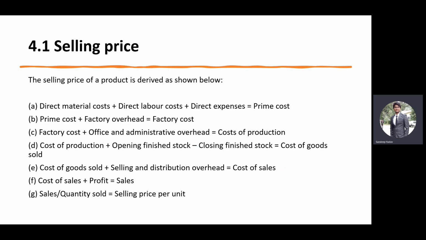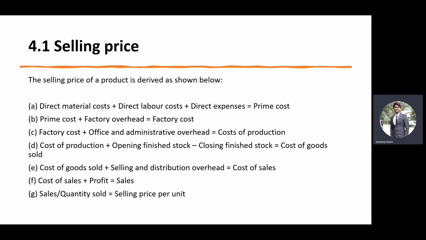Now, what is the selling price? The price of the product is derived as shown below. Before calculating the selling price, we have to calculate the direct material cost, direct labor cost, and direct expenses. That whole thing will be considered as the prime cost, and the prime cost will be added to the factory overhead, and that will be the factory cost. And if we add the office and administrative overhead to the factory cost, it's the cost of production.